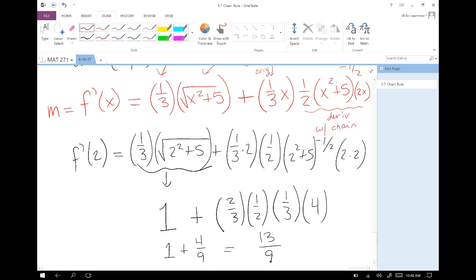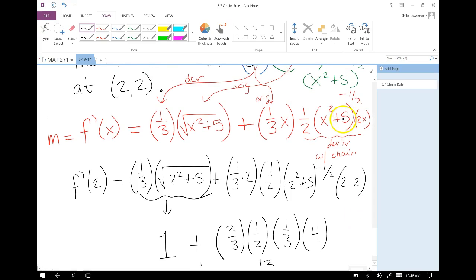Did you plug the whole thing in at once? Yeah, I put it all in at once and it came out correct. Good. Before I did that, I simplified it. I had mine simplified to square root of x squared plus 5 over 3 plus x squared over 3 square root of x squared plus 5. I ended up with 1 plus 4/9. I simplified it that far too. The second part would be 2x squared over 6 square root of x squared plus 5. Yes. Because you have a 1/3 and a 2 that you need to multiply into that fraction.